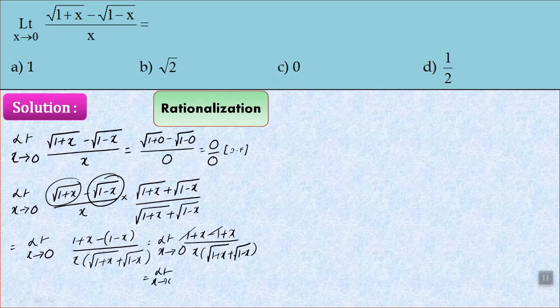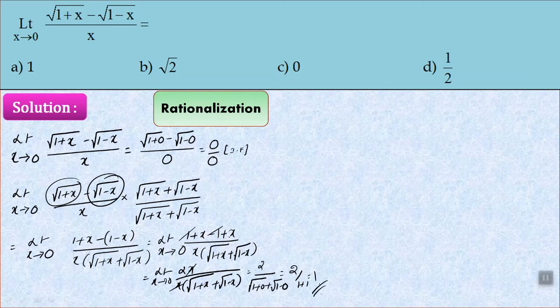Limit x tends to 0, 2x divided by x into square root of 1 plus x plus square root of 1 minus x. Here x get cancelled. Now applying the limit here, we get this equals to 2 divided by root of 1 plus 0 plus root of 1 minus 0. This equals to 2 by root 1 is 1 plus 1. This equals 2 by 2, that is 1.